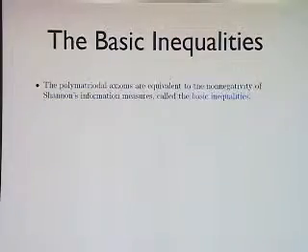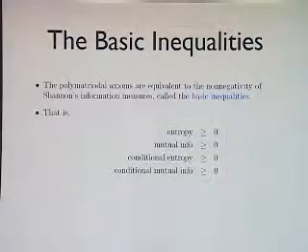Now, in information theory, we also know very well that all these Shannon's information measures are non-negative, and we call them the basic inequalities, namely that all entropies are non-negative, and mutual information, conditional entropy, and conditional mutual information are non-negative.